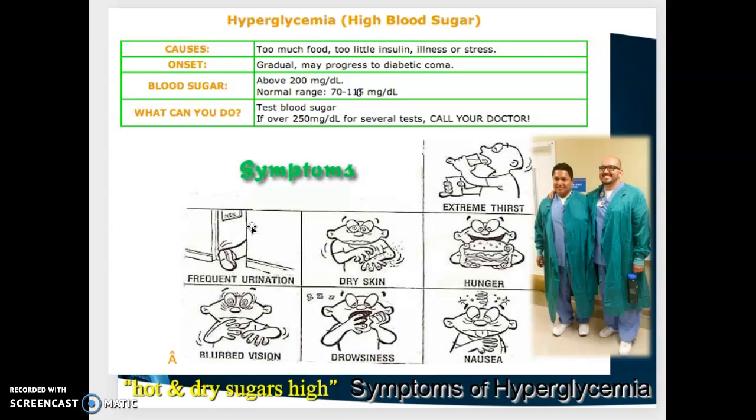Some of the signs and symptoms: because they have the polyuria, they're going to be thirsty, and so they're going to drink a lot, and they're going to have dry skin, hunger, nausea, drowsiness, blurred vision. And remember the little saying that we use for hyperglycemia is hot and dry, sugar's high, or like one of my colleagues says, dry and hot, they need an insulin shot.